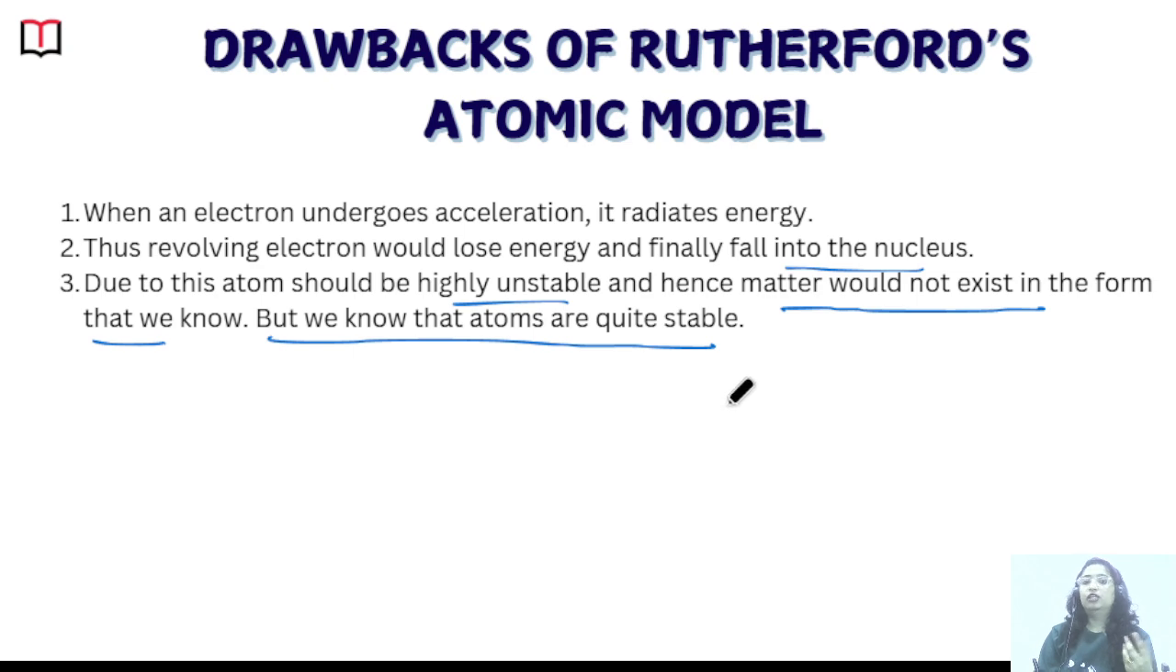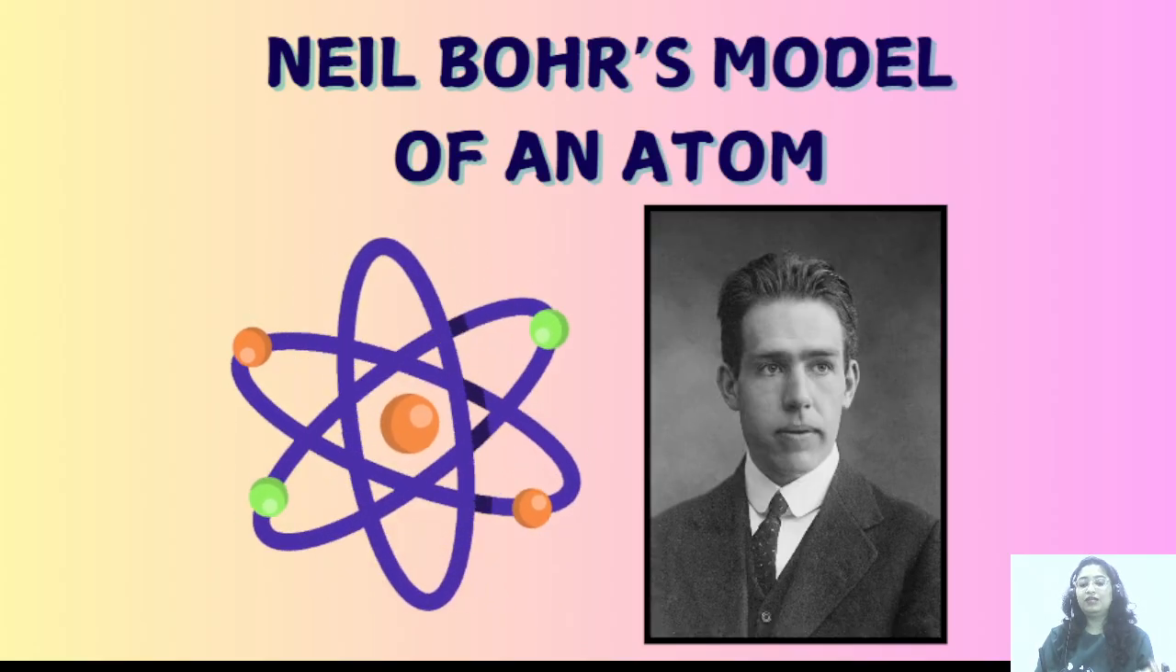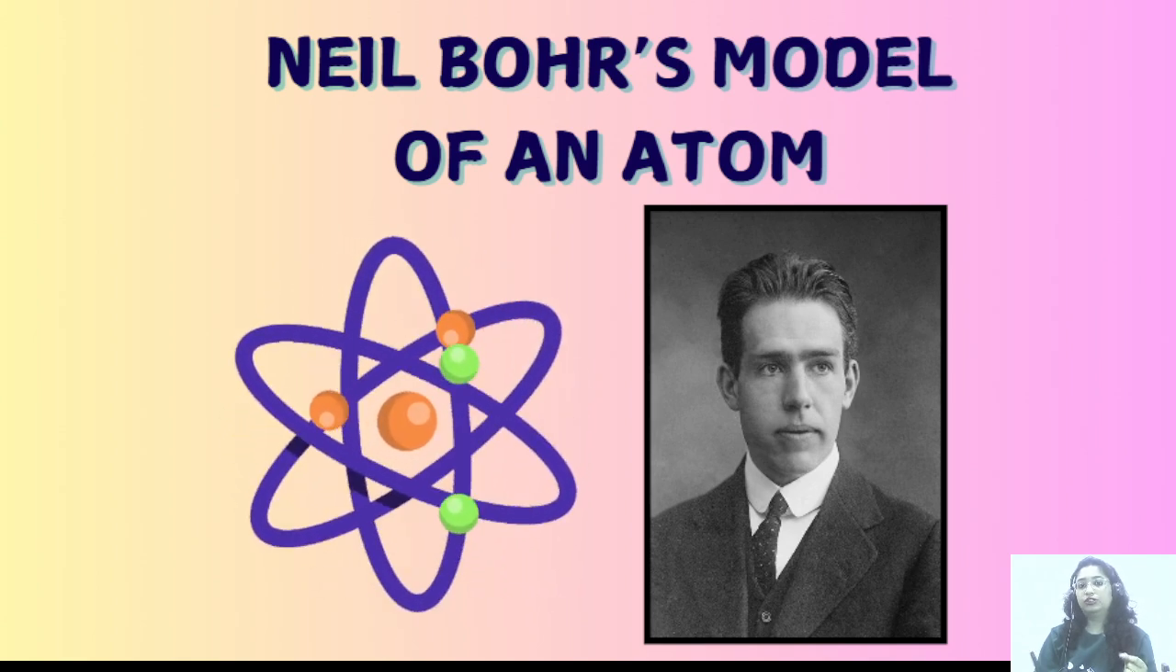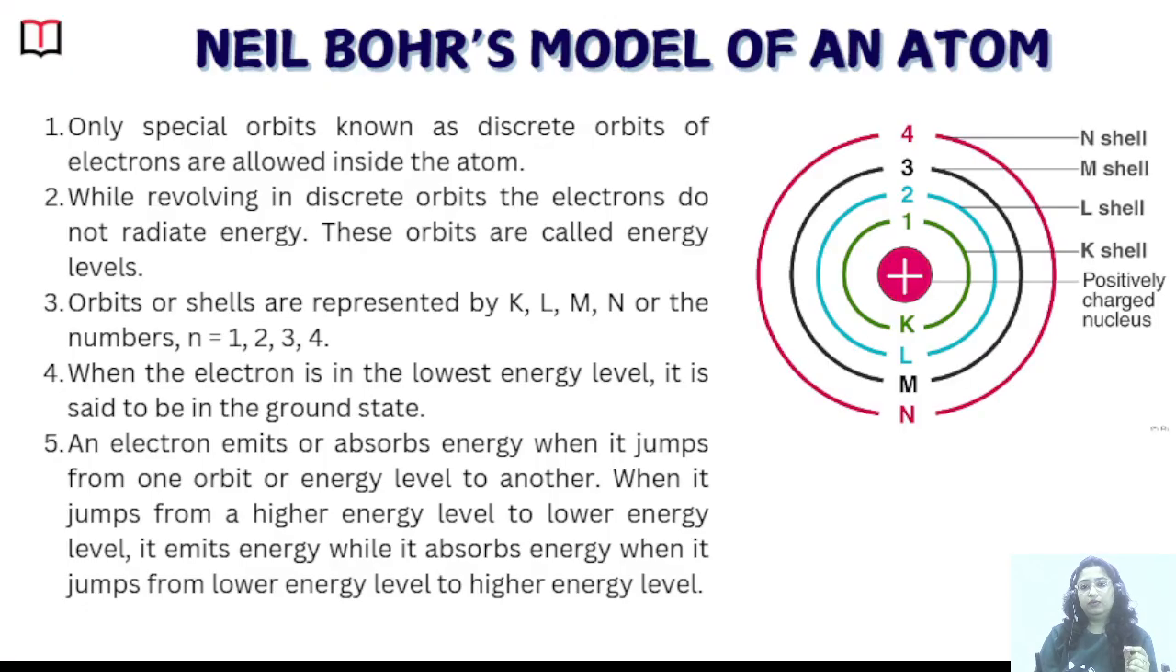All right. So Rutherford could not explain this. Now, who is going to explain this? Another scientist called Niels Bohr comes into this scenario. Niels Bohr's model of an atom. Let's discuss this. Niels Bohr said that electrons are moving in an orbit, but it is not coming down towards the nucleus like that.